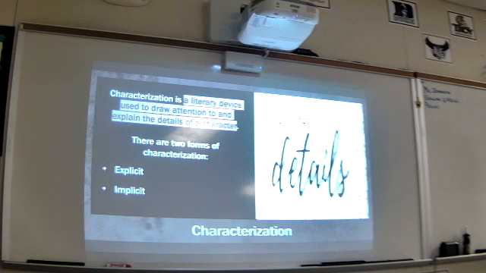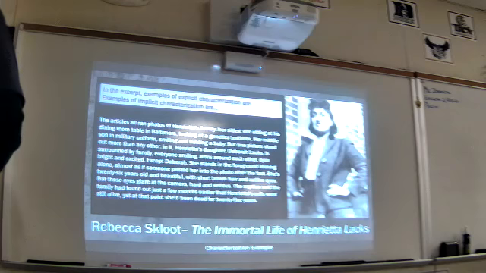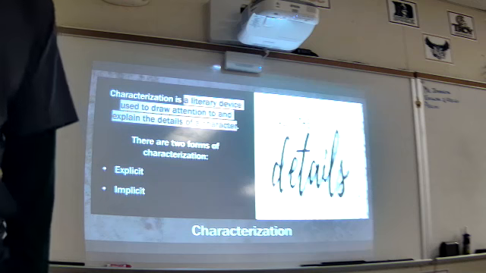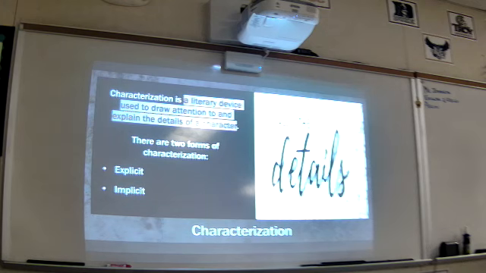All right, so two forms of characterization, explicit and implicit, in case we forgot what those are. Do you remember what explicit is? And it's direct description of the character. So you get a lot of the physical features, the height, the weight, what they look like, right? I can tell what this character is. They're 5'10", 170 pounds, fair skin, red hair, long arms, 1.5 legs. What?